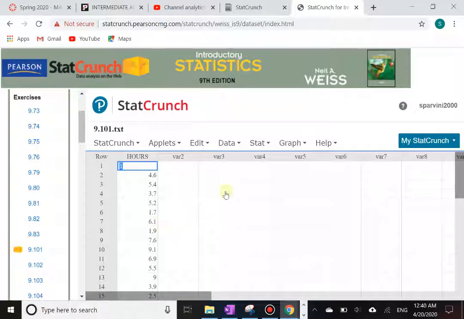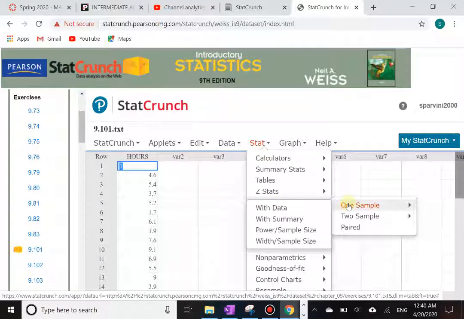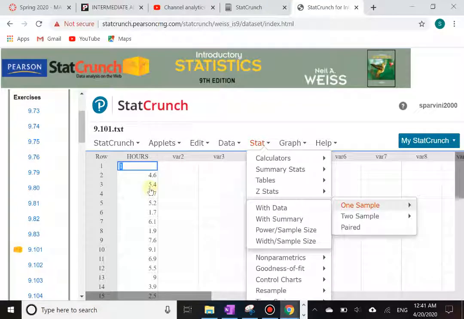There they are. So in order to run the hypothesis test, you're going to go to Stat and then T Stats. Remember, you've been there before. In chapter 8, you did a confidence interval. So you go to T Stats and we're going to go to One Sample. You have an option here with data or with summary. I'm going to use summary because we have all the important information summarized for us. But I'll come back and run it with data also. So let's go to summary first.